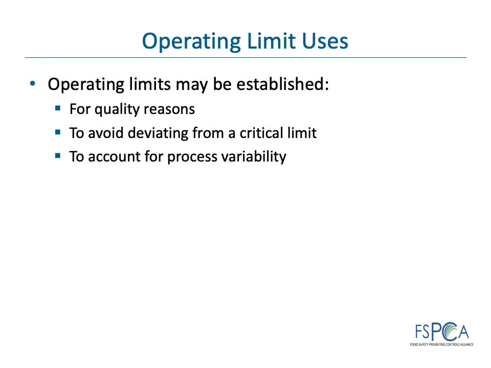To avoid deviating from a critical limit, for example, a product that must be acidified to pH 4.6 for safety may have a more stringent operating limit of 4.4 to reduce the likelihood of exceeding the critical limit. To account for normal variability, for example, a fryer with a 5 degrees Fahrenheit, 2.8 C, variability should be set at least 5 degrees Fahrenheit, 2.8 Celsius above the critical limit to avoid violating it.